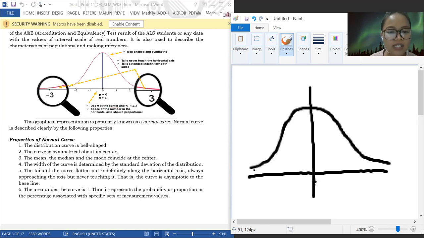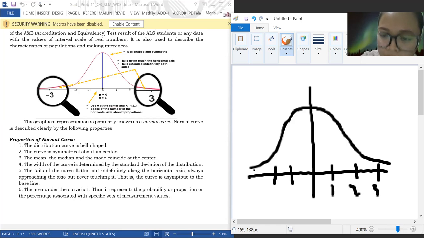Then the width of the curve is determined by the standard deviation. On the sides we have -1, -2, and 1, 2, 3. Those are the standard deviations.